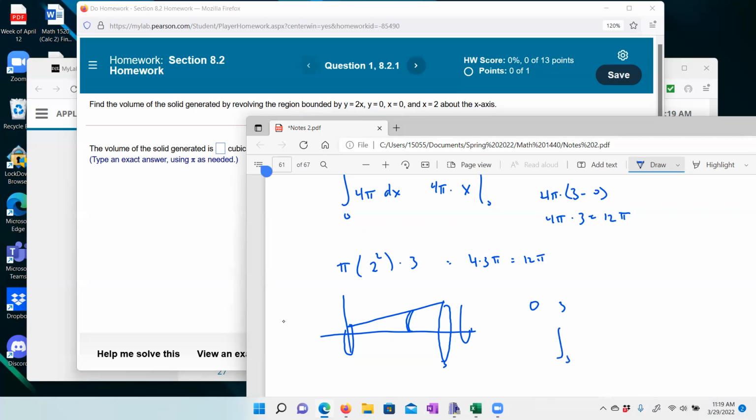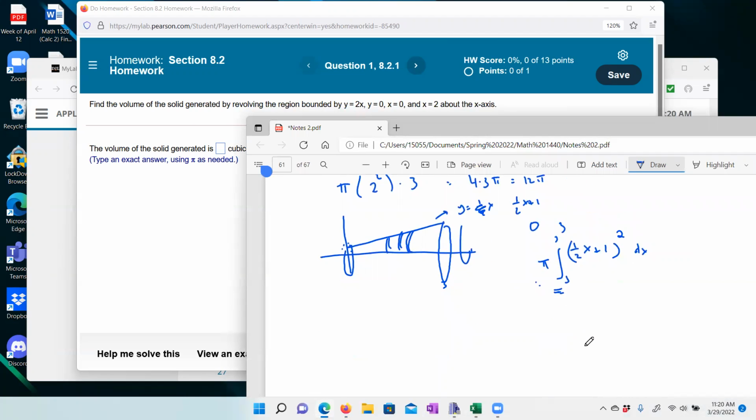So we're going to go integral from 0 to 3. We have a pi, we have an r squared, but in this case, it's not a constant thing. So what if we have this function y equals 1/2 x plus 1? That's going to start above the axis here. So we're going to have 1/2 x plus 1, but since this is my radius, we're going to square that. And we're going to have our dx because we're going to sum up all of these tiny little cylinders. That's the integral part.